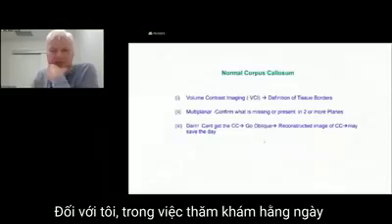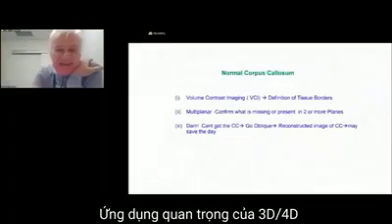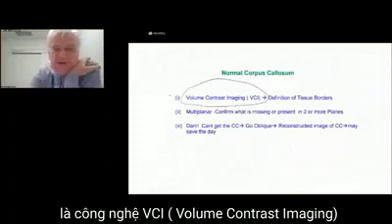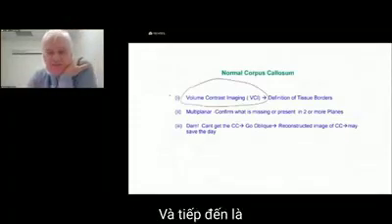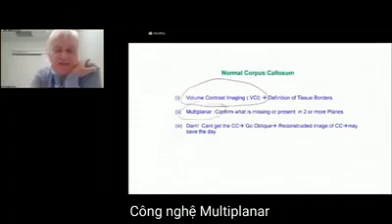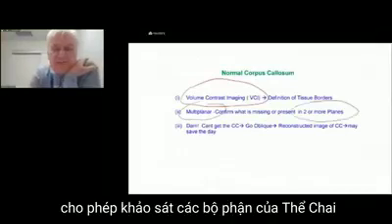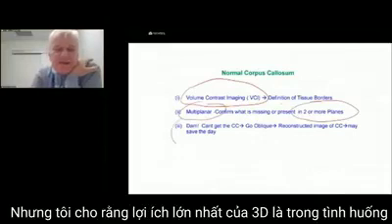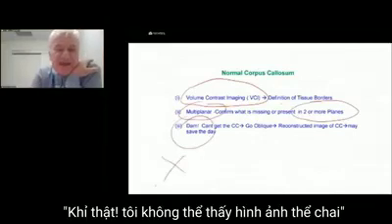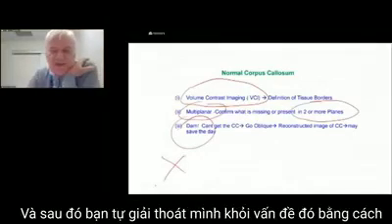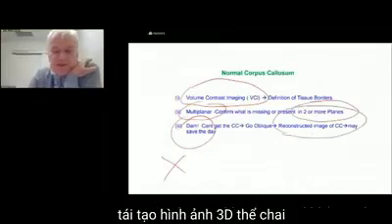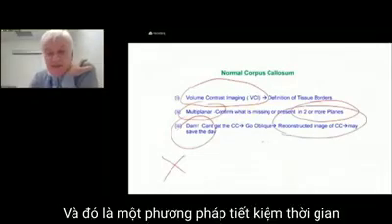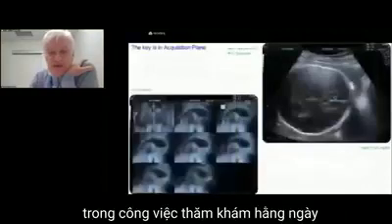I think probably for me in clinical practice, the key thing is the value of volume contrast imaging. And then multiplanar comes after that, confirming in 2 or more planes the parts of the corpus callosum. But I think the biggest advantage in a sense is, damn, I can't get the corpus callosum. And then you get yourself out of trouble by getting a reconstructed image. And that is a time-saving exercise in routine clinical practice.